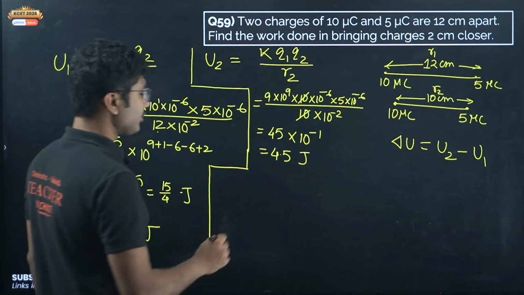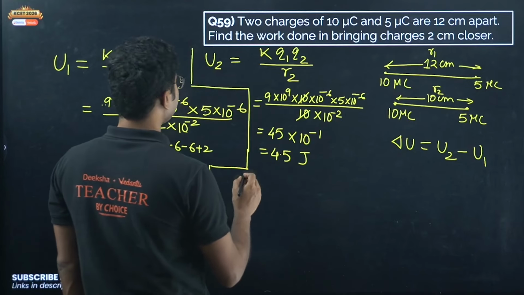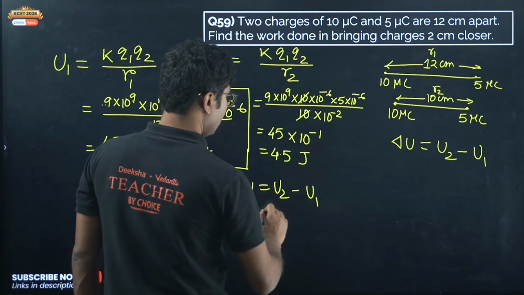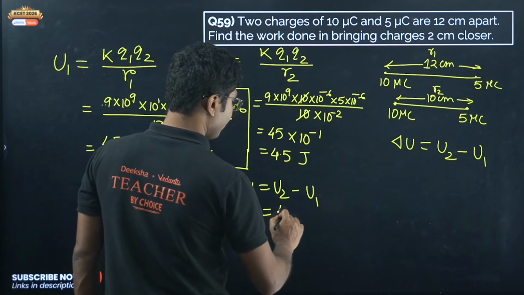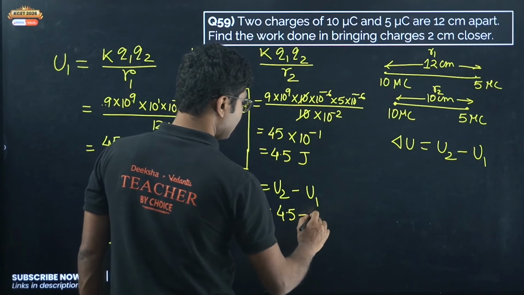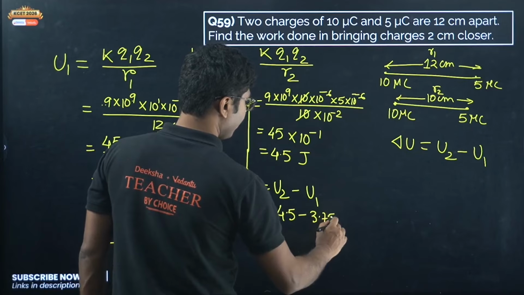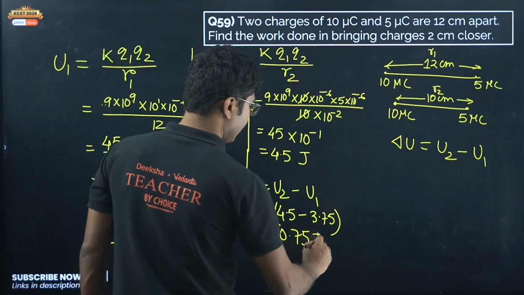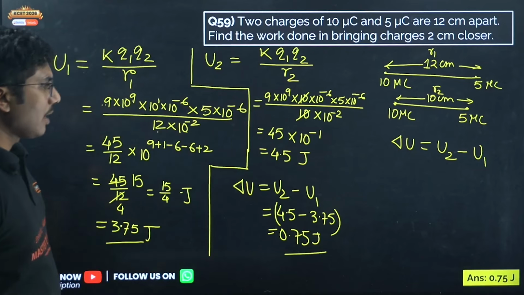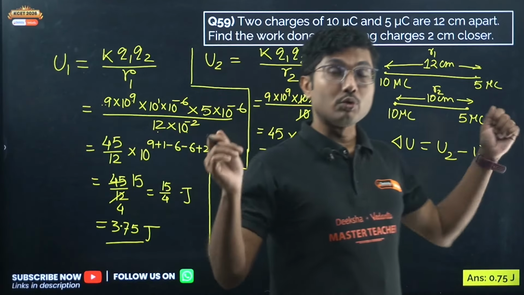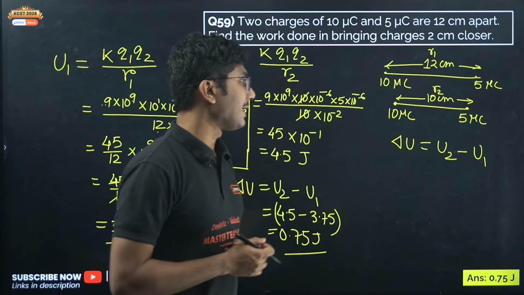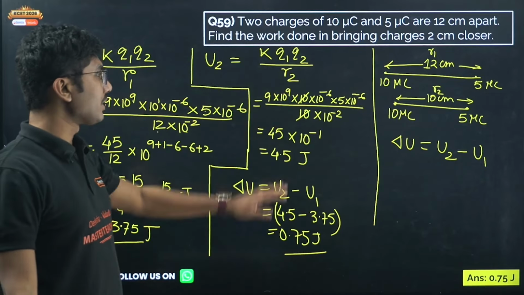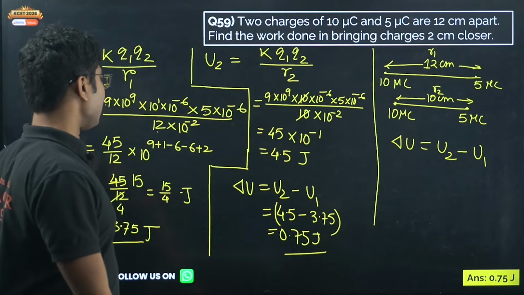So the change in potential energy that you need is delta U equals U2 minus U1. So the work done that you need to do is 4.5 minus 3.75, that will be 0.75 joules. So you need at least this much work to bring them closer by 2 centimeters. These kinds of questions are very common in your pre-board as well as final board exam. So do practice this kind of questions as well.